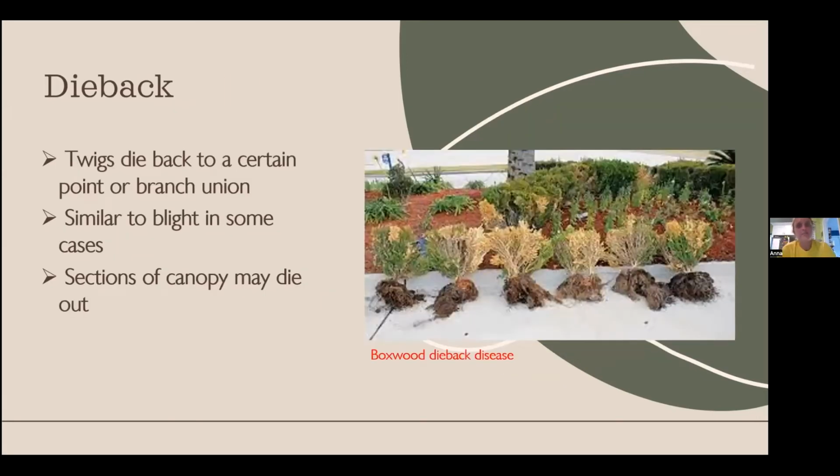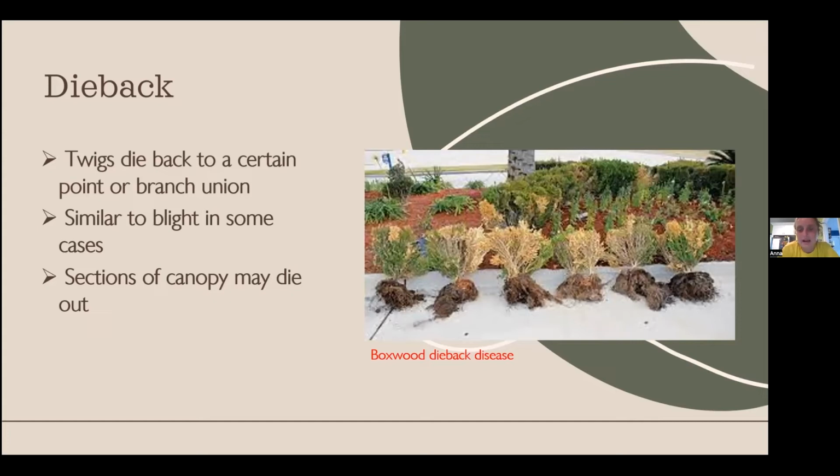Dieback is another symptom of disease. This is where twigs or whole branches will die back, often to a branch union, sometimes to the soil line. It can look a little similar to blight in some cases, but really it's where sections of the canopy die out. And this is a pretty good example that I see all over New Orleans.